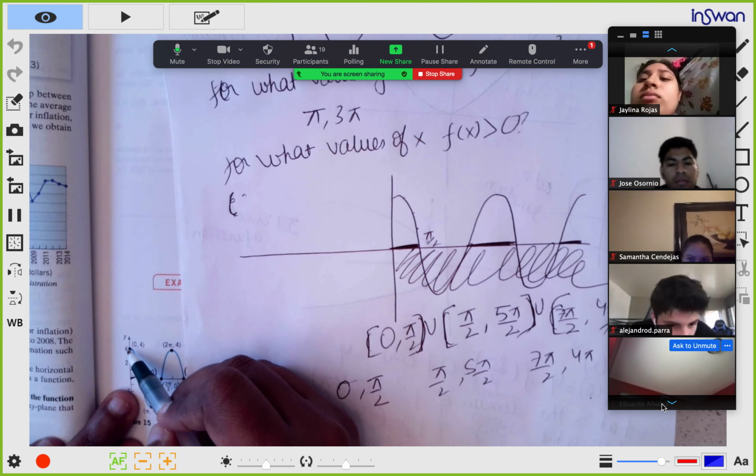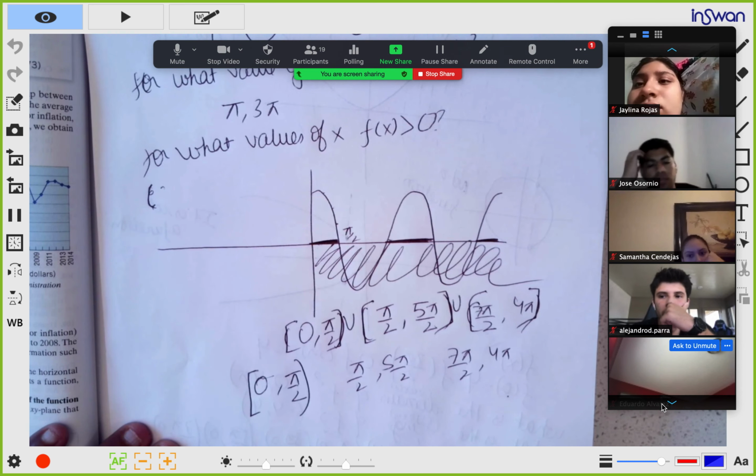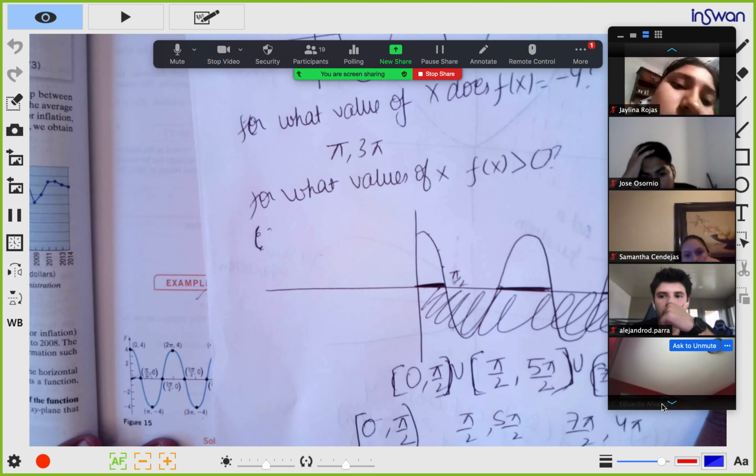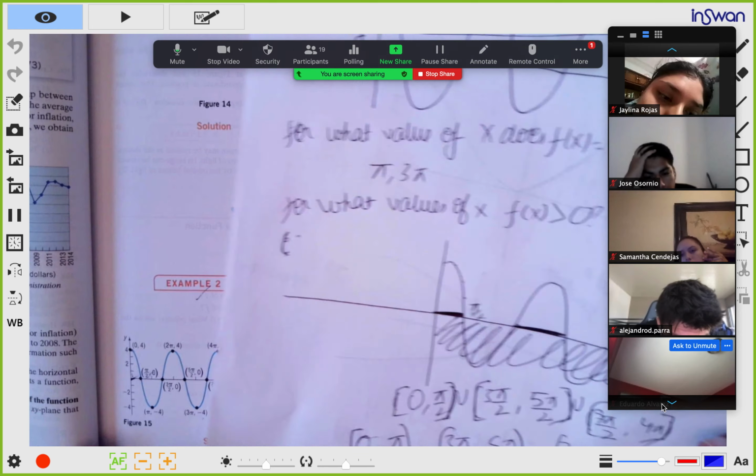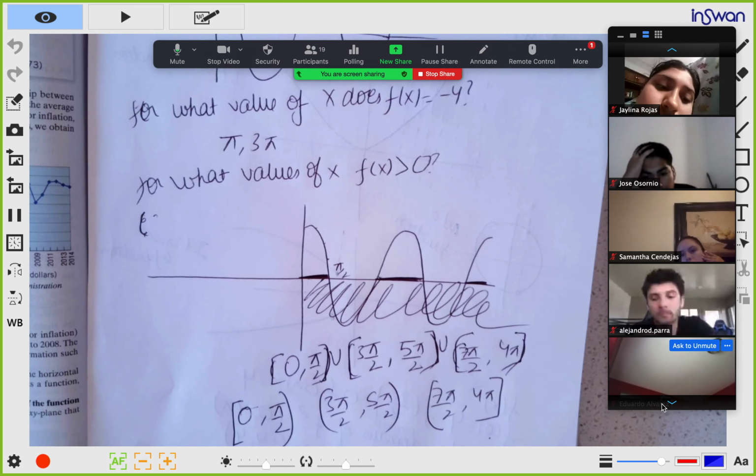What's the value at pi by 2? 0. And note, they're asking you strictly greater than 0. They're not asking you equal to 0. So that means it's going to be an open bracket at pi by 2. And then you have 3 pi by 2 to 5 pi by 2. 3 pi by 2 again is 0, so it's going to be open. 5 pi by 2 is also 0. And at 4 pi, it is 4, so it's going to be closed. So that will be your answer.